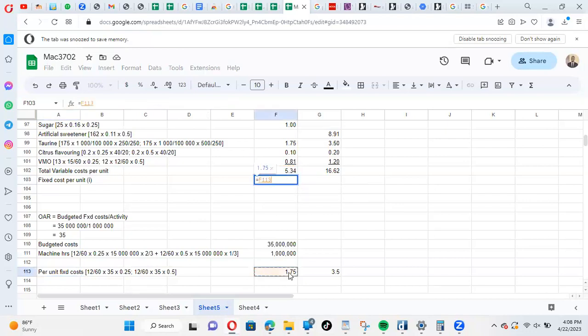So let's take the totals as they are there. All right, so this is our total cost per unit. Total cost per unit.